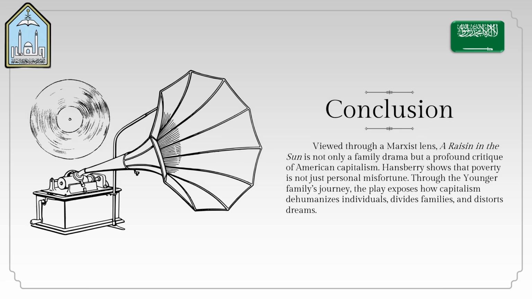So this is my conclusion. Viewed through a Marxist lens, A Raisin in the Sun is not only a family drama, but a profound critique of American capitalism. Hansberry shows that poverty is not just personal misfortune. Through the younger family's journey, the play exposes how capitalism dehumanizes individuals, divides families, unfortunately, and distorts dreams.